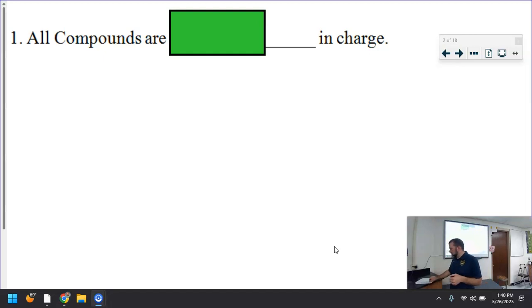All right, on your sheet, I'll be running through the entire front side. Up top, there are some reminders and some rules about ionic compounds and how to make a formula and things like that. I'm going to skip right over that and start right down at number 1, some fill in the blanks.